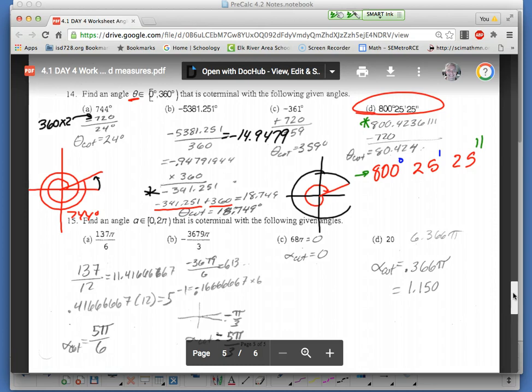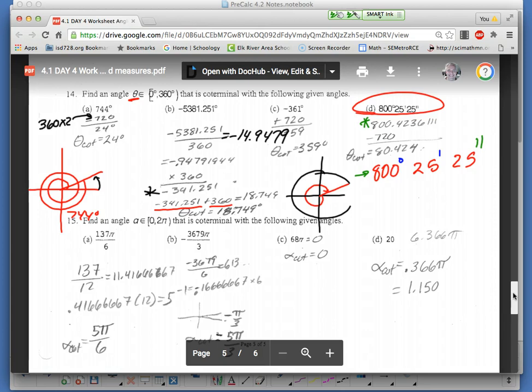Okay, now I'm going to let you in on a really nasty, horrible thing. 800 is a little more than 2 full revolutions. That's why I subtracted 720. People think, well, you're doing them differently. No, I just decided not to divide. That's it. I just took 720, 2 revolutions, away, and I got that done. Does that make sense? Yes or no? Are you okay with that?